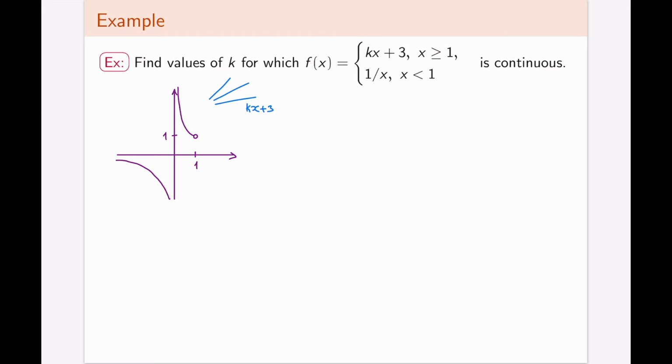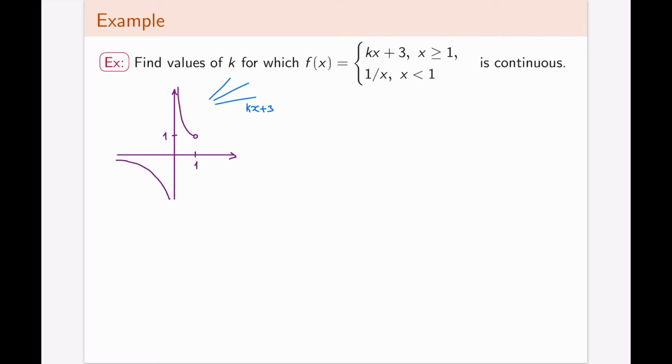Here, however, the line is continuous, but 1 over x is not. There is an infinite jump at x equals 0. And no matter how well I glue this line to this connection point at 1, that is not going to remove my discontinuity at 0. So no matter how much I fiddle with k, this function is never going to be continuous at x equals 0. And therefore, we cannot actually find such a value where we can guarantee continuity everywhere.